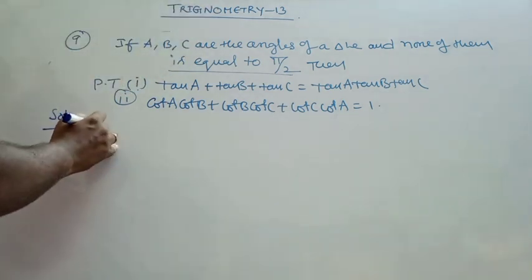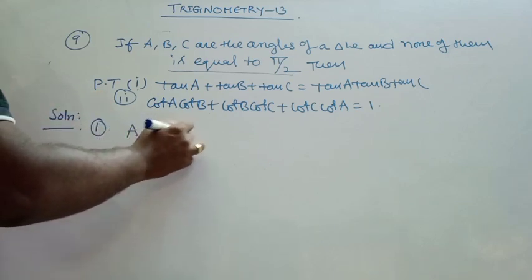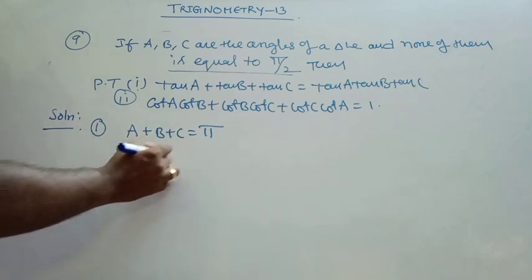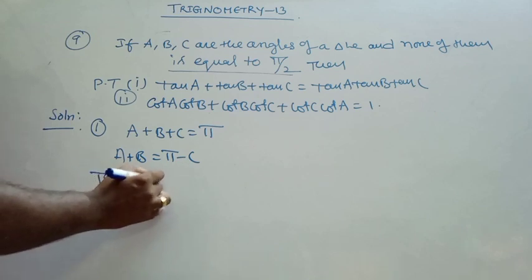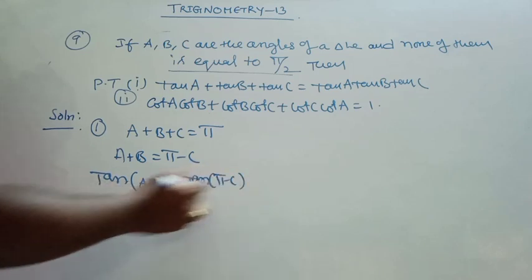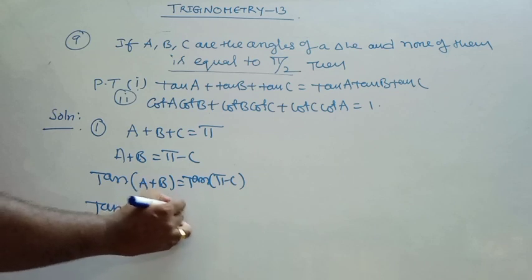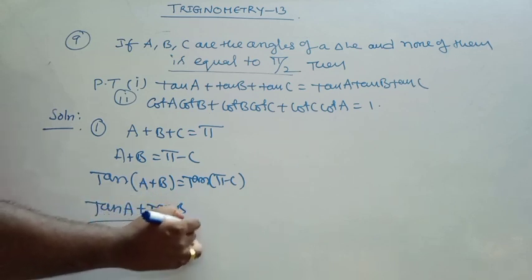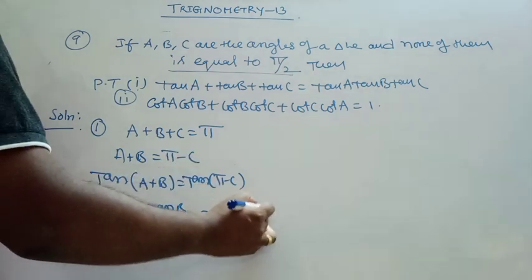How will you prove the first one? You see, my dear students, it is given that A plus B plus C is equal to pi. From this, A plus B equals pi minus C. If you apply tan, tan of A plus B is equal to tan of pi minus C. This is tan A plus tan B by 1 minus tan A tan B, which is equal to tan of 180 minus C, that is minus tan C.